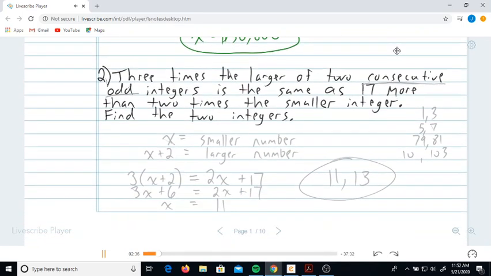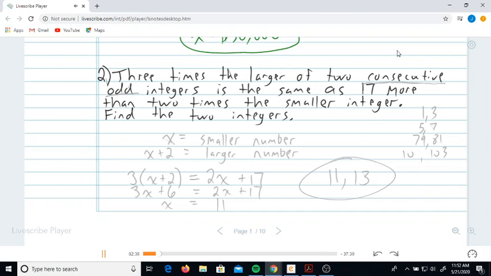Alright, so that brings us to number 2, where we have 3 times the larger of 2 consecutive odd integers is the same as 17 more than 2 times the smaller integer. Find the 2 integers. Now, it's going to be very tempting here to define 2 variables.